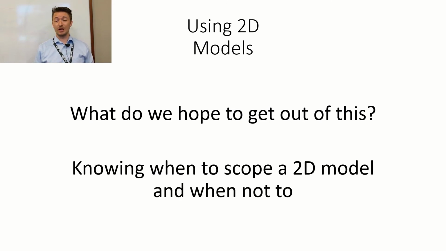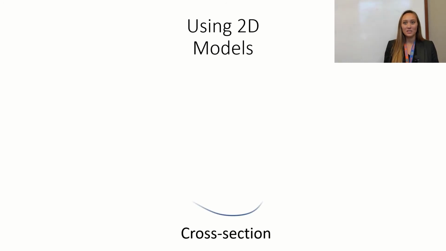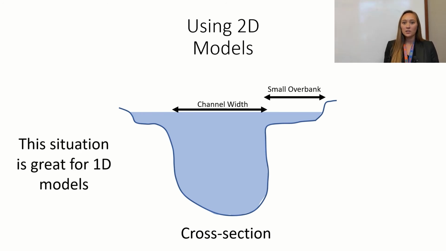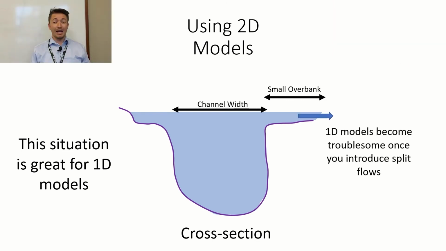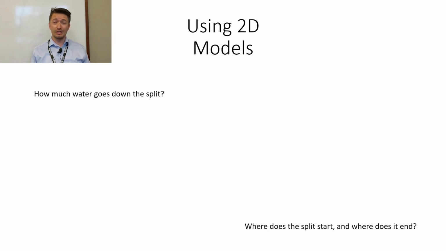1D models are great for uniform channels, where the channel width dominates the total floodplain width, and the overbank width is small. 1D models become less effective the moment split flows start occurring. How much water goes down the split? Where does the split start? And where does it end?